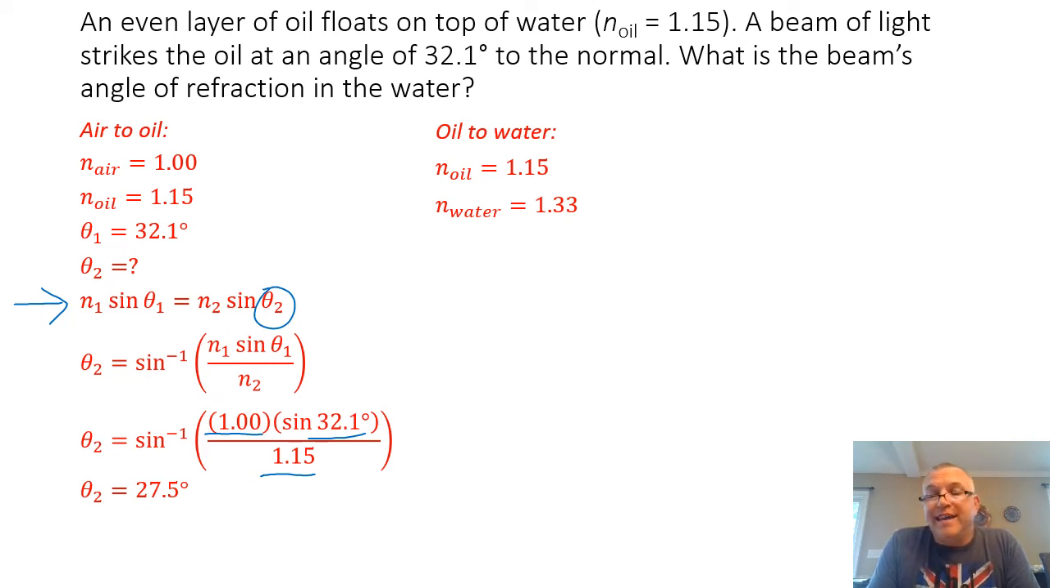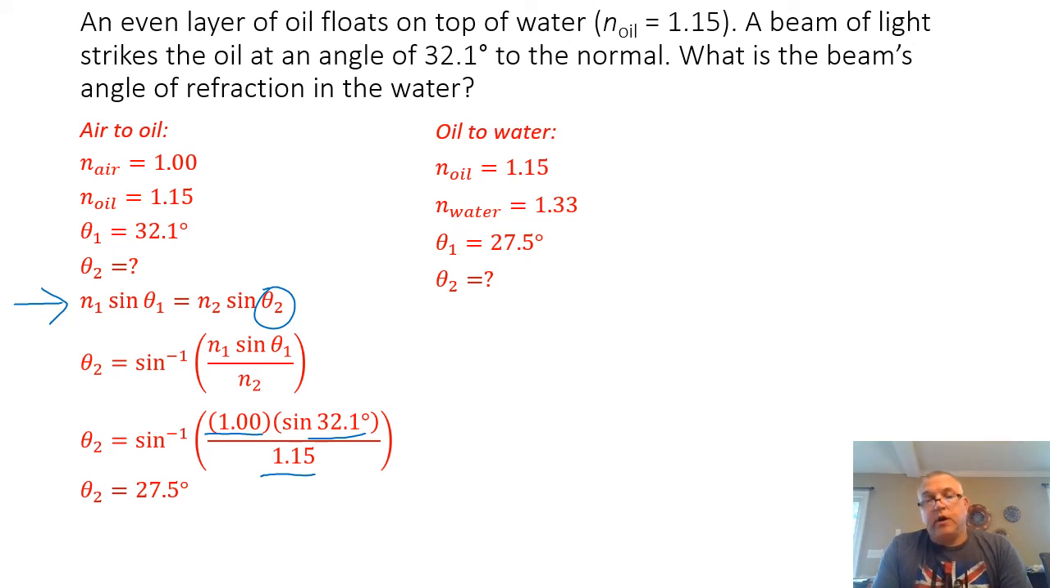Now my angle of incidence at the oil to water boundary is going to equal my angle of refraction at the air to oil boundary. They are alternating interior angles. So the angle of refraction from air into oil was 27.5 degrees. So my angle of incidence from oil to water is also going to be 27.5 degrees. And we want to calculate the angle of refraction into the water.